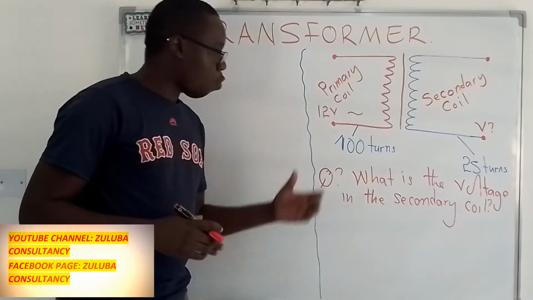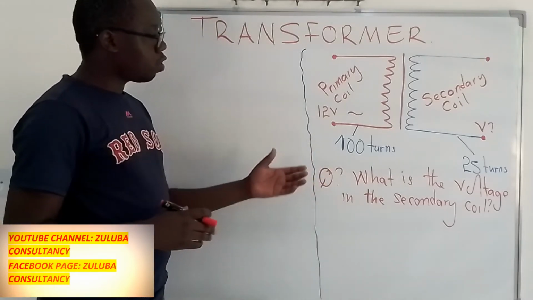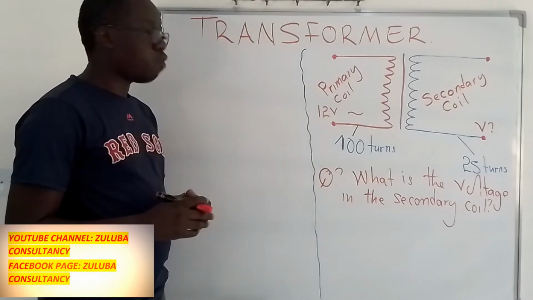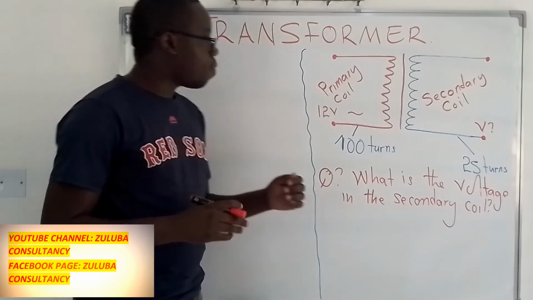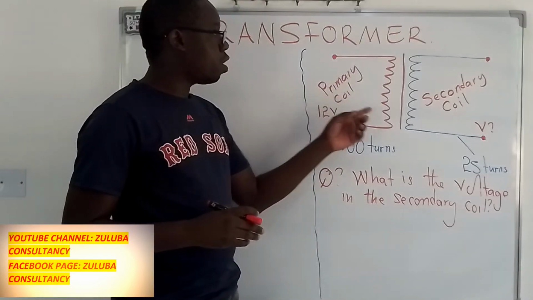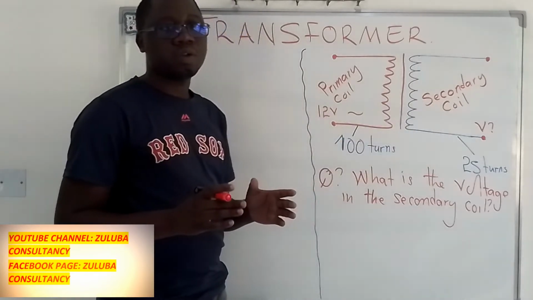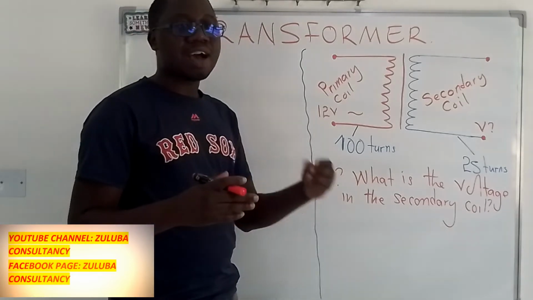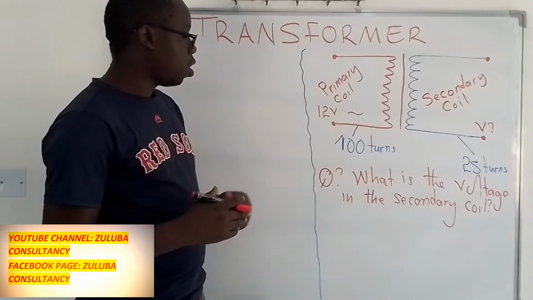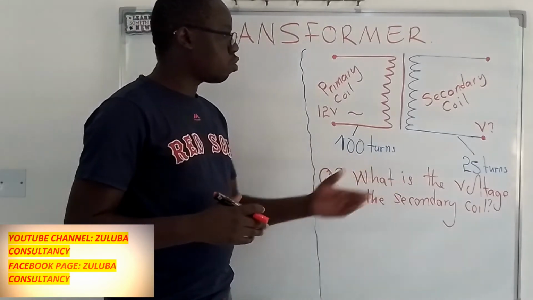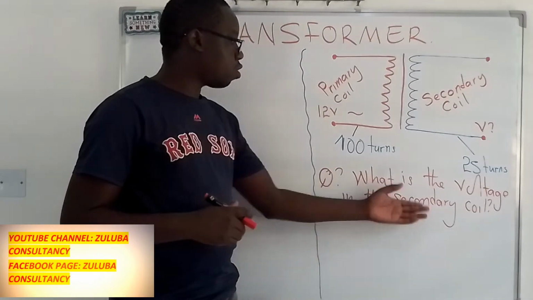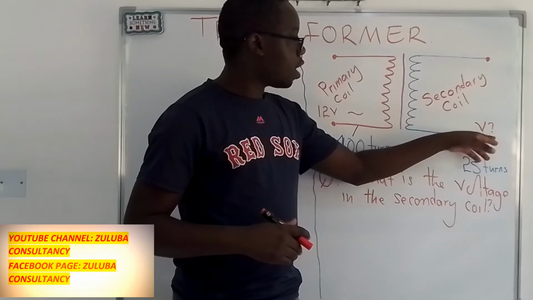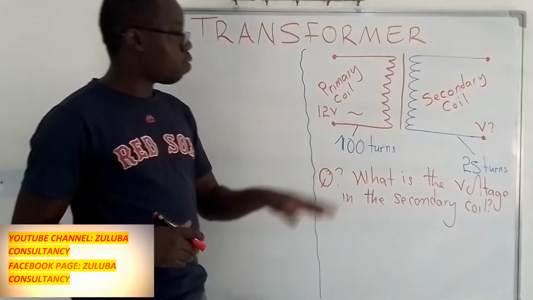So let's look at what we have here. We want first to look at how to calculate the voltage in a transformer. Usually a transformer has the primary coil and the secondary coil. These two coils have different inputs and outputs respectively. In this case, we have been asked to calculate the voltage in the secondary coil. So they are asking us what is the voltage that is coming out of this transformer.